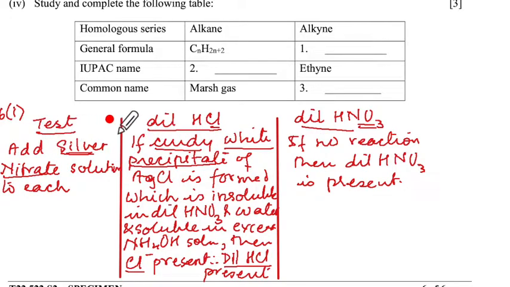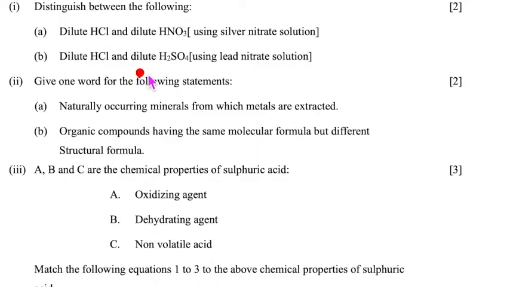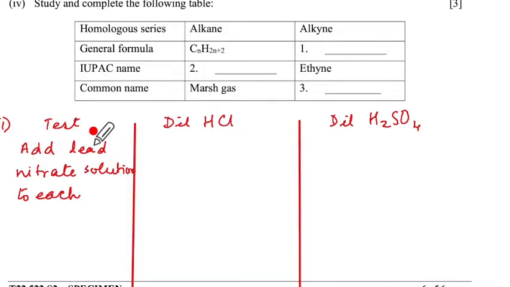Let us come to the second subpart of this, HCl and H2SO4 using lead nitrate. For the second subpart, we will make exactly the same way 3 columns, and we say add lead nitrate solution to each. Now in this case we will have lead chloride formed, and for H2SO4 we will have lead sulfate formed. Both of them are chalky white precipitate, but lead chloride is soluble in hot water and this one is insoluble even in hot water.